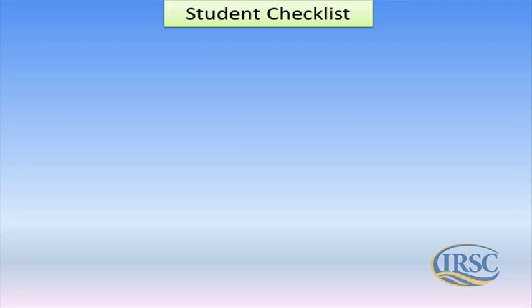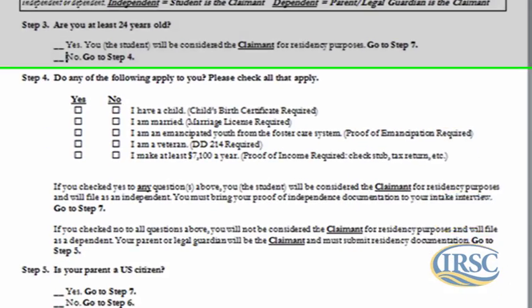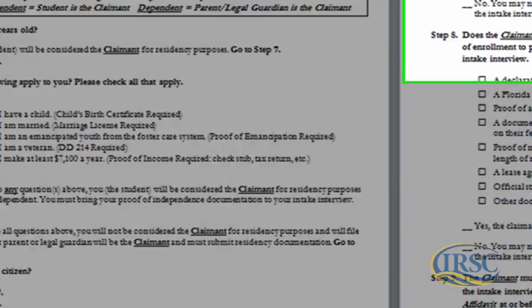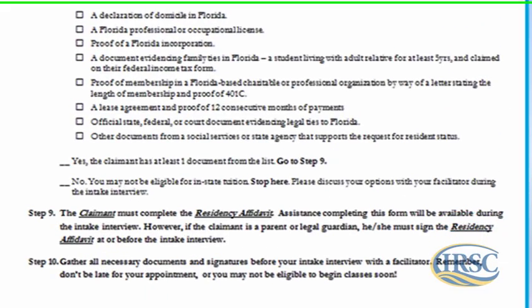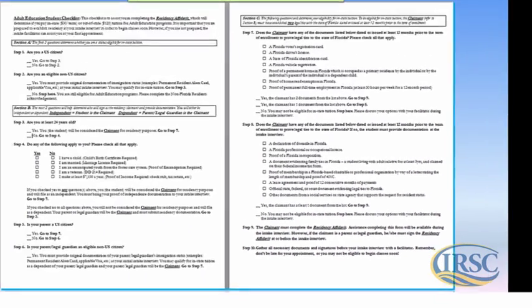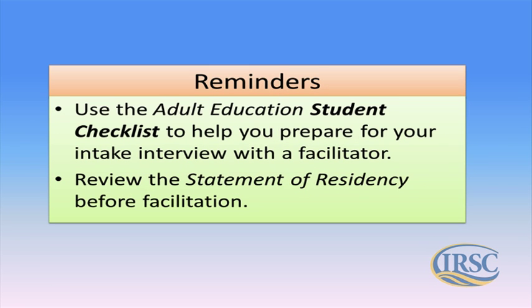You probably already have or will receive a student checklist to assist you in completing the statement of residency and determine whether you are a Florida or a non-Florida resident for tuition purposes. Remember, use the Adult Education Student Checklist to help you prepare for your intake interview with your facilitator. Also, review the statement of residency before your facilitation appointment.